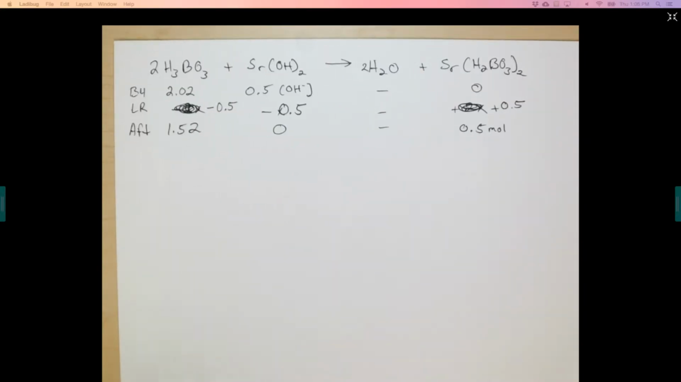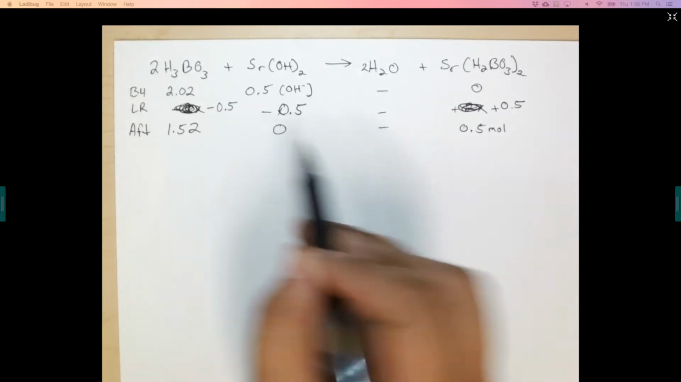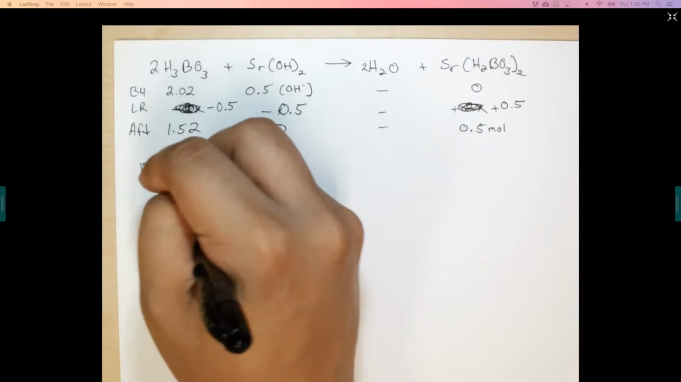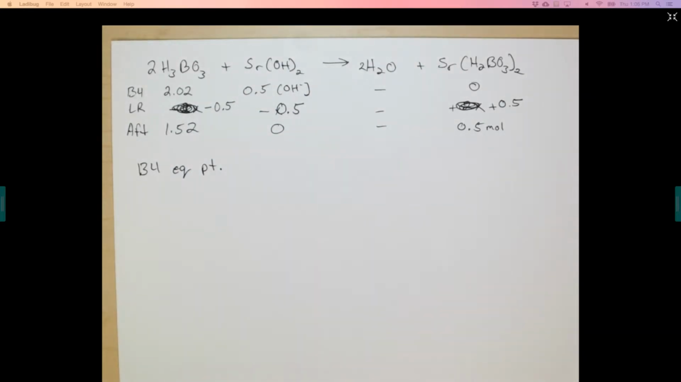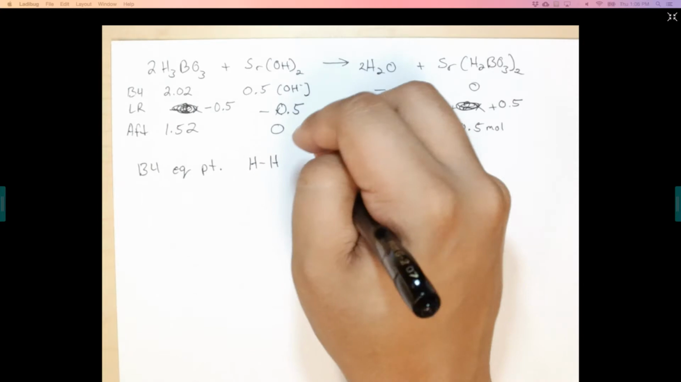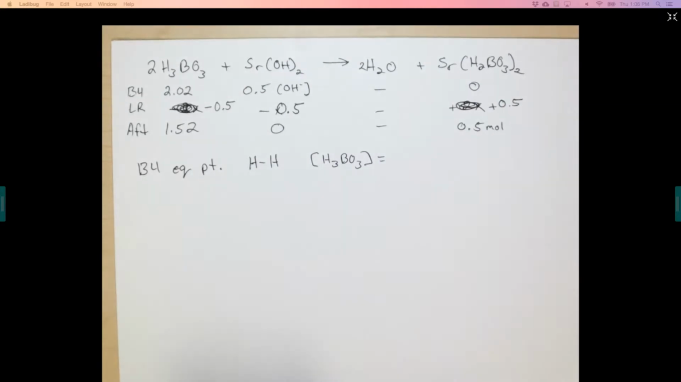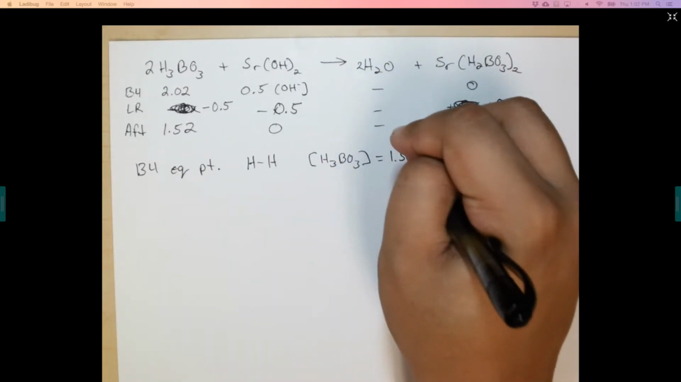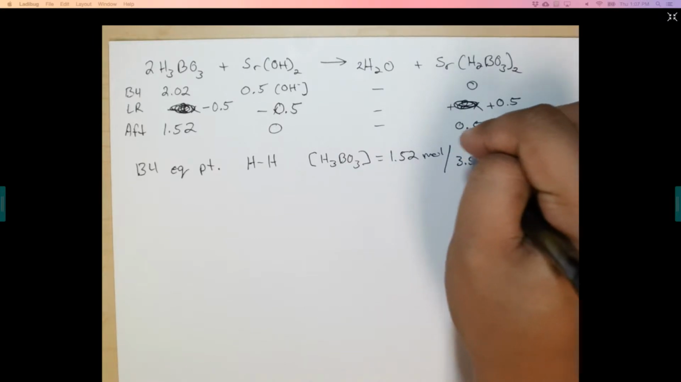So immediately what we should see is that if we do not have these two values at 0, we are before the equivalence point. And since we are before the equivalence point, we need to look at utilizing Henderson-Hasselbalch. So we need to use HH. And to use HH, we need the concentration of H3BO3, which is equal to 1.52 moles all over the total volume. And in this case, the total volume is 2.5 plus 1, so 3.5 liters.